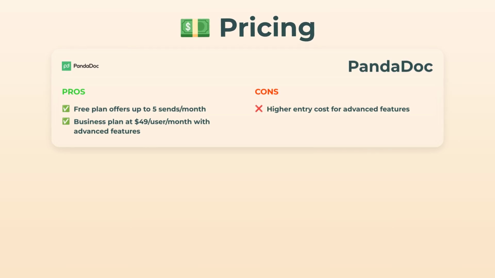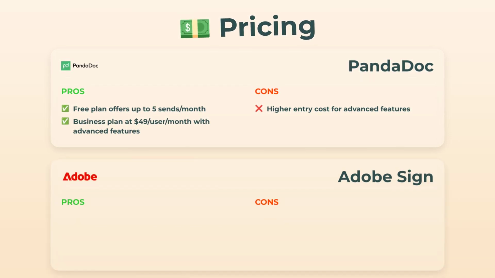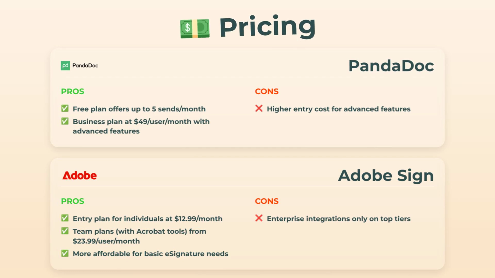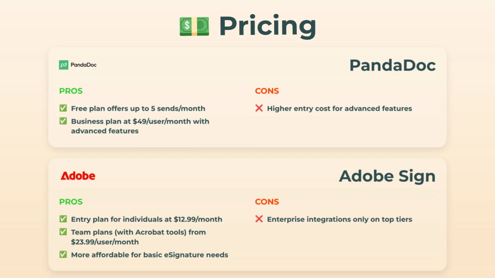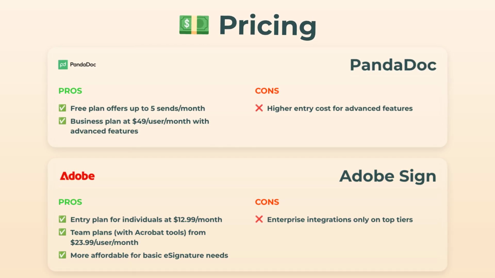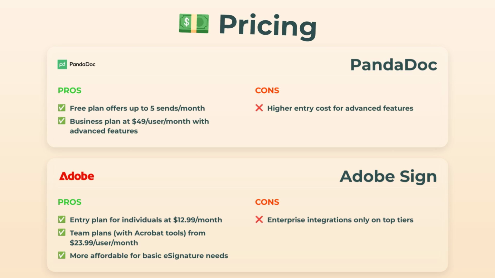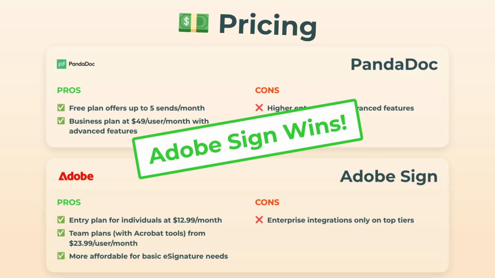Then on the other side, Adobe Sign rolls in with a much lower starting point. Individual plans kicking off at about $12.99 a month, way more wallet-friendly if you just need a few e-signatures here and there. Even the team plans start at $23.99 per user, and you get some Acrobat tools bundled in. The catch? If you want all those juicy enterprise integrations, you gotta hit those top-tier plans. Still, pricing-wise, Adobe Sign is the clear winner if your budget's tight or you just need essentials.